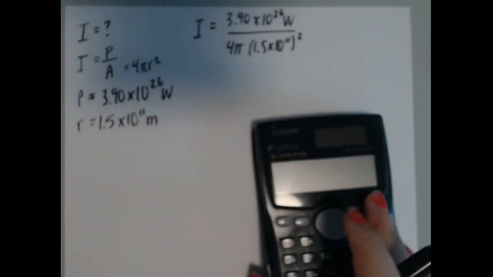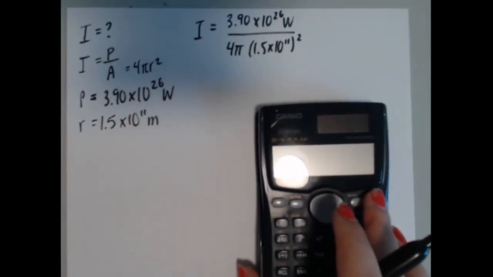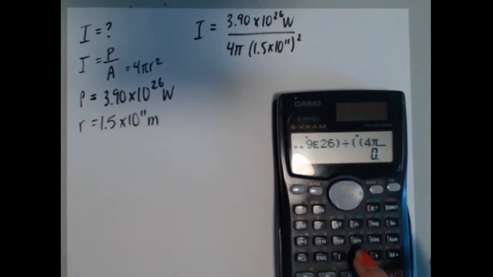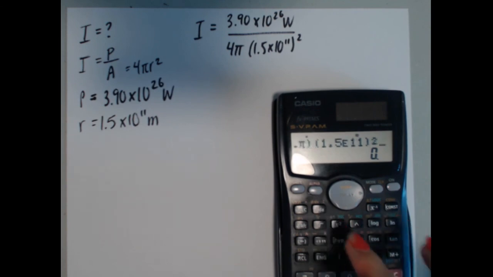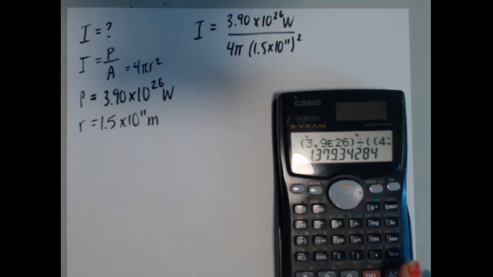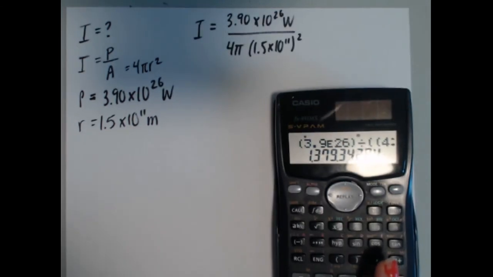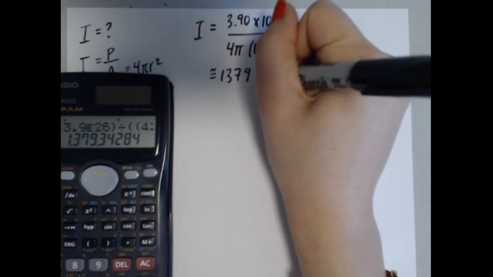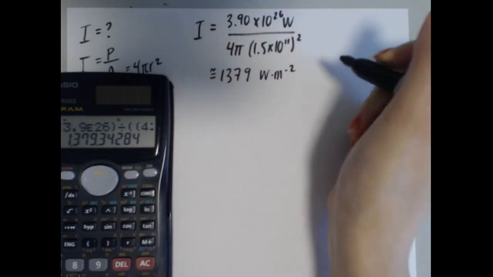All right, so grabbing our calculator, let's put it there. 3.9 times 10 to the 26 divided by 4 pi times 1.5 times 10 to the 11 squared. All right, so we have 1379. I really hope that number looks familiar to you. So about 1375 watts per square meter.